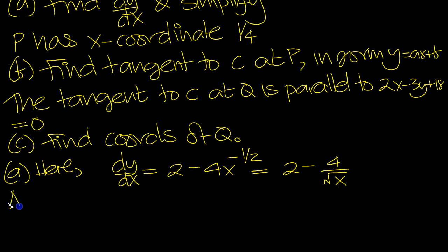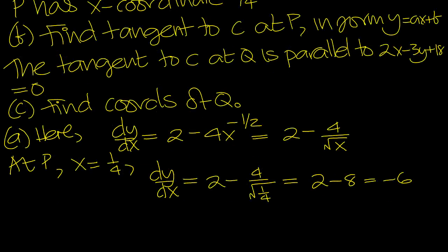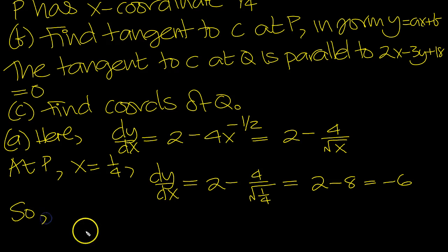So at P, x is equal to 1 quarter, and dy dx on the curve at a quarter is 2 minus 4 over the square root of 1 quarter. The square root of 1 quarter is a half. 4 over a half is 8. 2 minus 8 is minus 6. So y is equal to minus 6x plus c, because the gradient is minus 6.